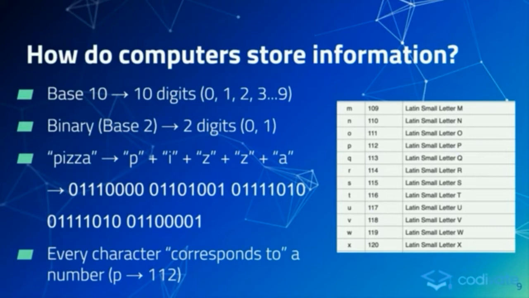For example, A in the letters in the alphabet becomes 97 in base 10, which then translates to 01100001. So essentially, if you wanted to make a computer store the word pizza, it would actually store it as this: 01110000, 01101001, and so on.